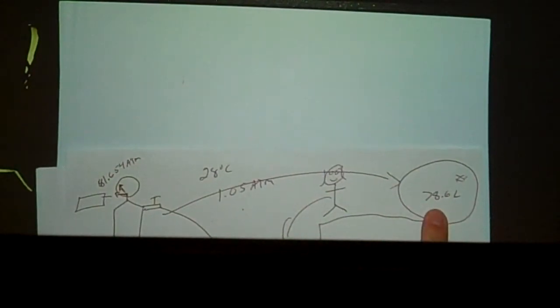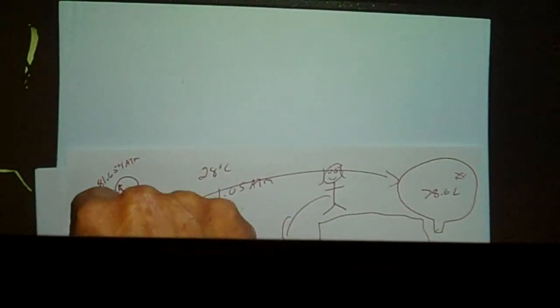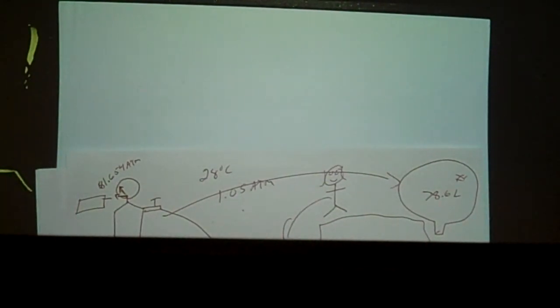Fill this balloon up to 78.6 liters. The pressure is going to be 1.05 atmospheres. The temperature is 28 degrees Celsius. Tell me what the pressure in the container is going to be once you fill that balloon up. I think there's a homework problem like this that deals with meteorological balloons, and you're doing something similar. 1.05 atmospheres. The balloon just expands.